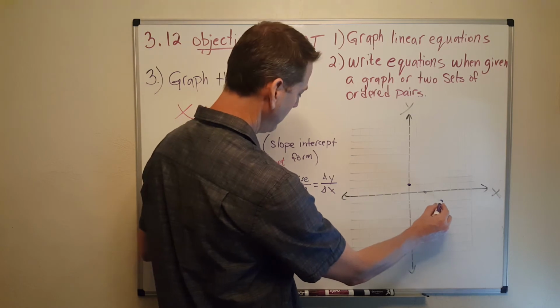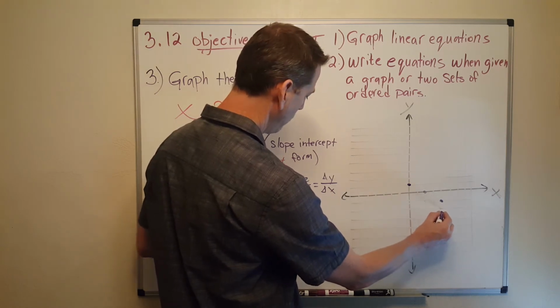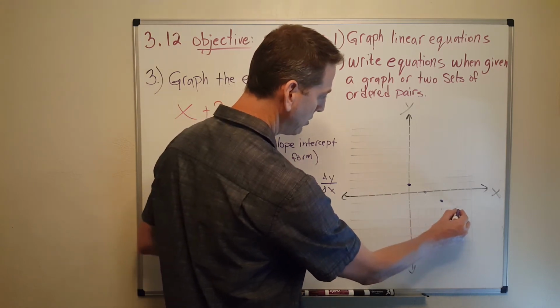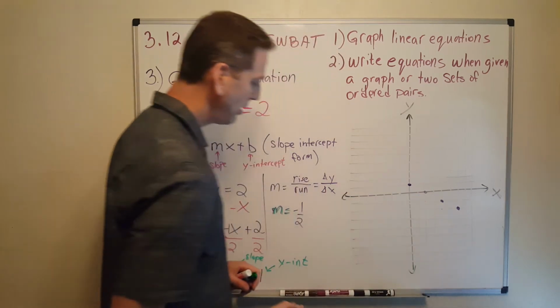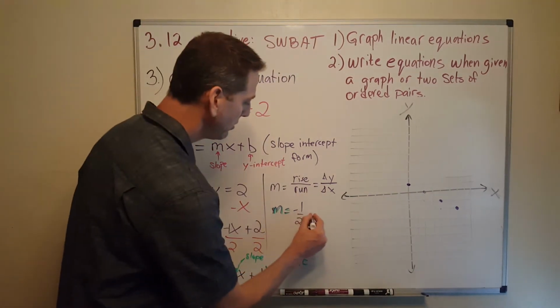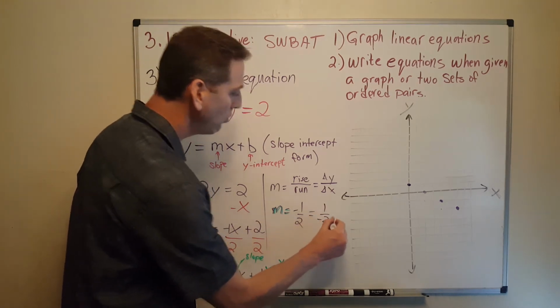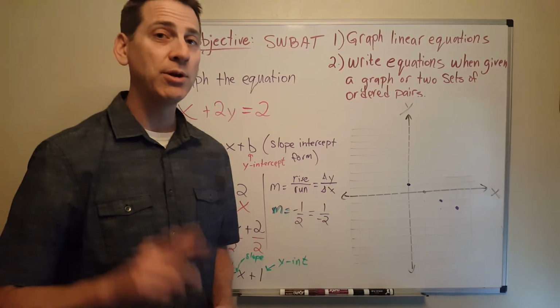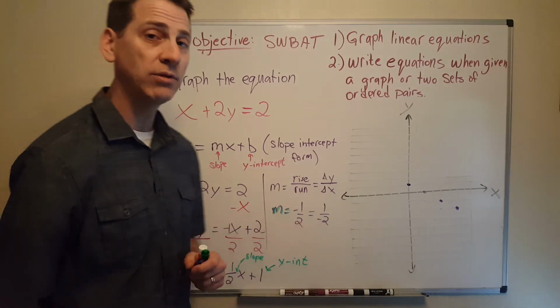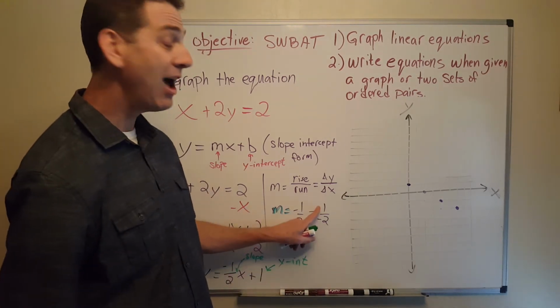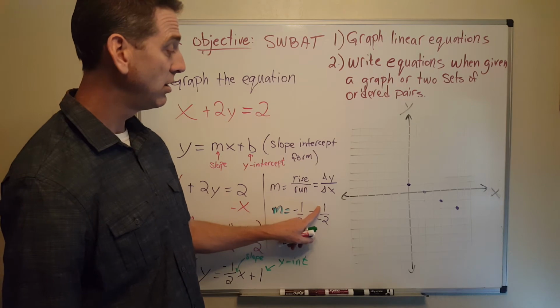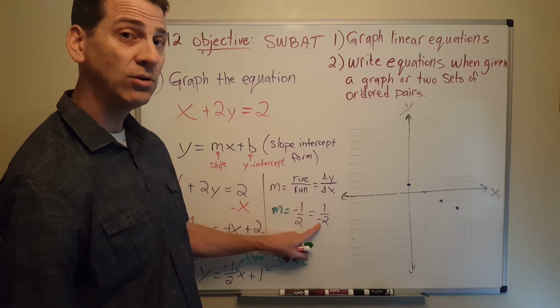Again, rise of negative 1, run of positive 2. 1, 2. Now remember I said that the slope can be either negative 1 over 2 or the slope can be 1 over negative 2. I'm going to prove to you that those are equivalent. Okay, so now my rise is positive 1 and my run is negative 2, right?